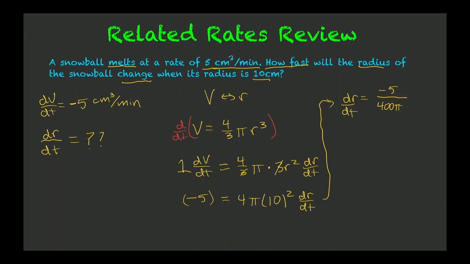So dr is a unit of radius, which is centimeters, and dt on this problem is a unit of time, so that's per minute. Okay, so our final answer is -5/400 pi centimeters per minute. Now, why the negative? Well, if the snowball is melting, then it'll be getting smaller, so the radius should be decreasing.